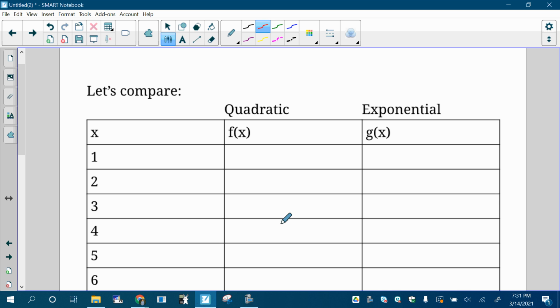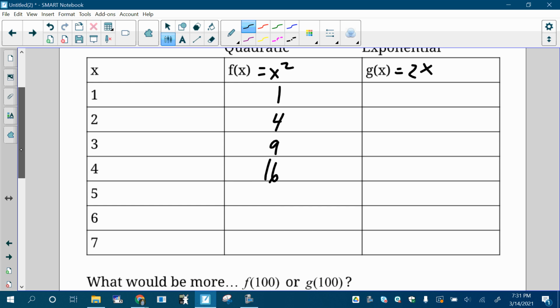If you need further convincing, just fill out a quick table for x squared compared to 2 to the x, and I'll help you guys. Well, what's 1 squared? 1. 2 squared? 4. 3 squared? 9. 4 squared? 16. So we can fill out this table and see the outputs that we get for x squared, for our parabola.